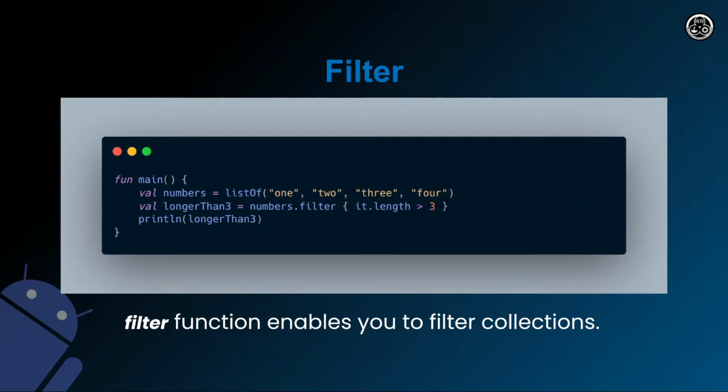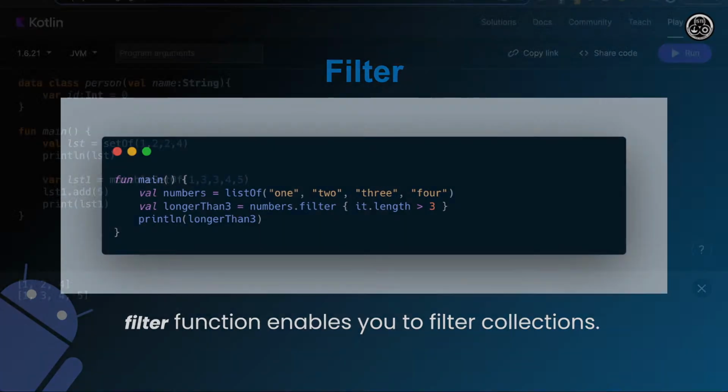Moving on to filter. Well, filtering is one of the most popular tasks in collection processing. In Kotlin, filtering conditions are defined by lambda functions that can take a collection element and return a boolean value, right? So let's understand this with an example, right?